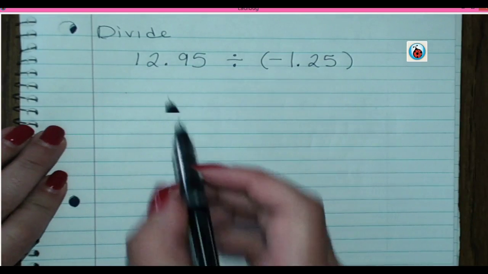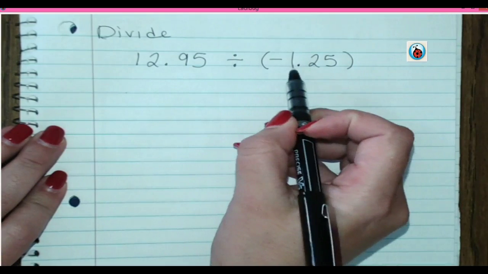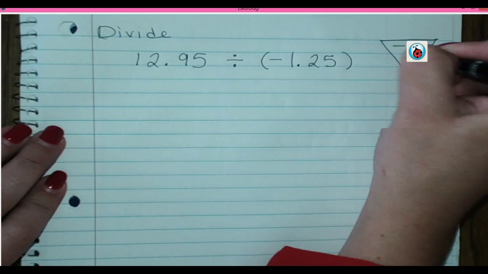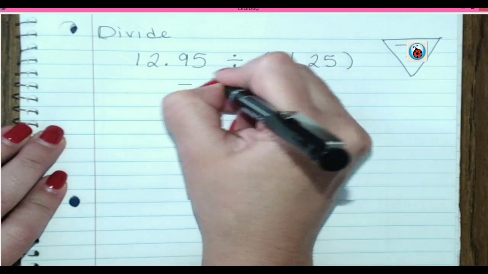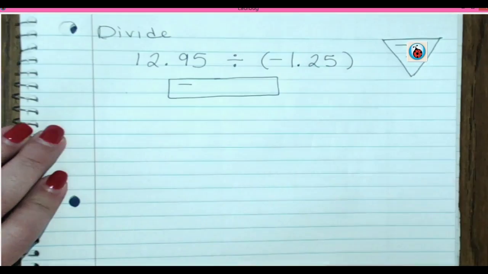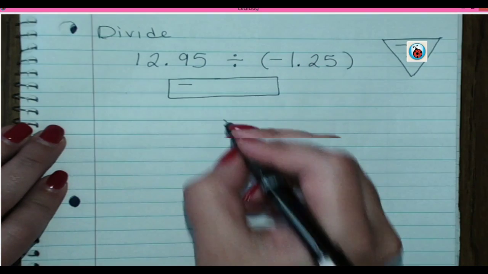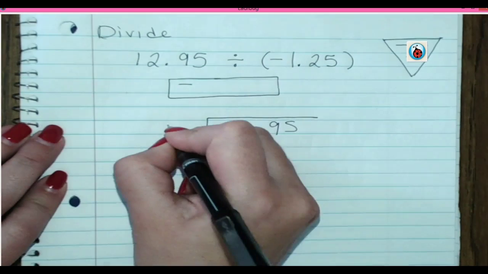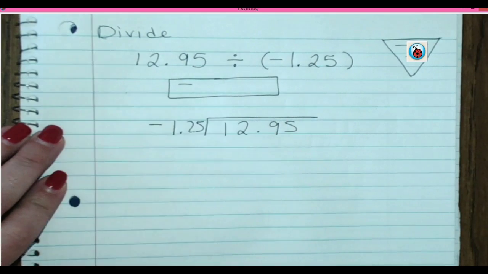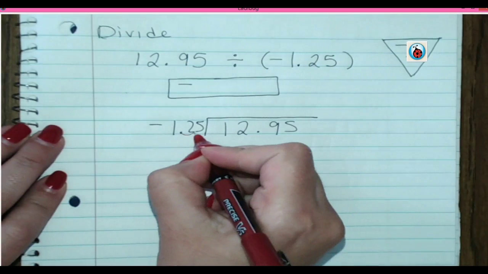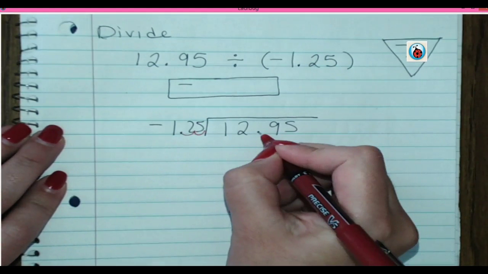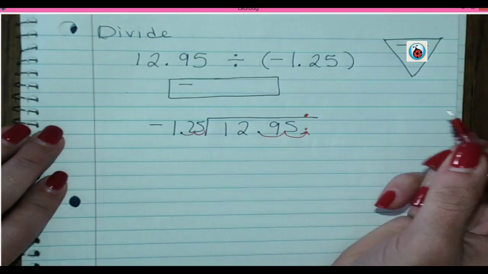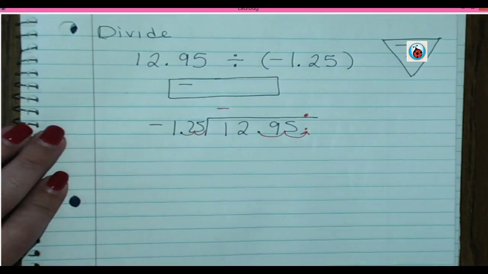If we have to divide 12.95 by negative 1.25, is my answer going to be positive or negative? Negative. My answer is going to be negative, so I'm going to put my answer box right here with my negative in there so that I don't forget. So let's set up our problem. 12.95 divided by negative 1.25. We've got two decimal places, 1, 2. That means we need to move our decimal in here twice. Put our decimal and let's place it in our answer. Let's put our negative in our answer already.